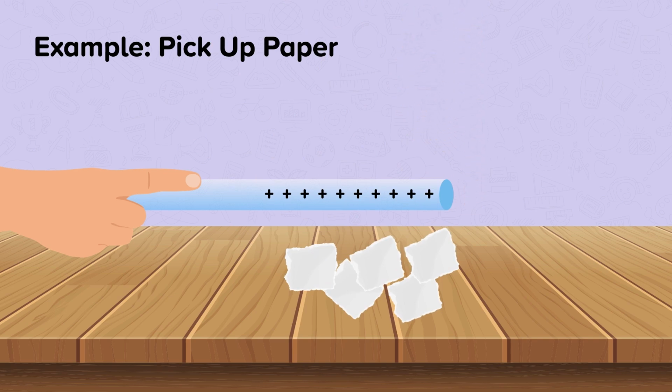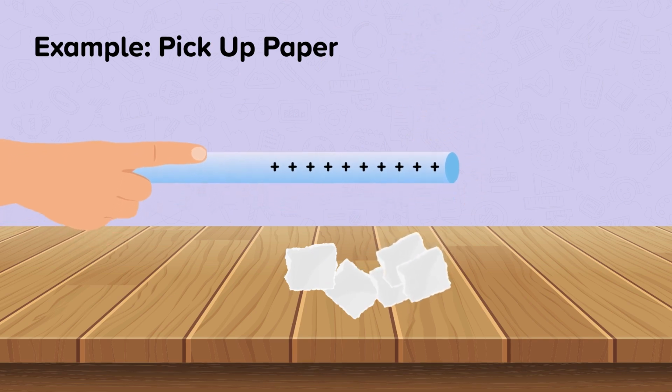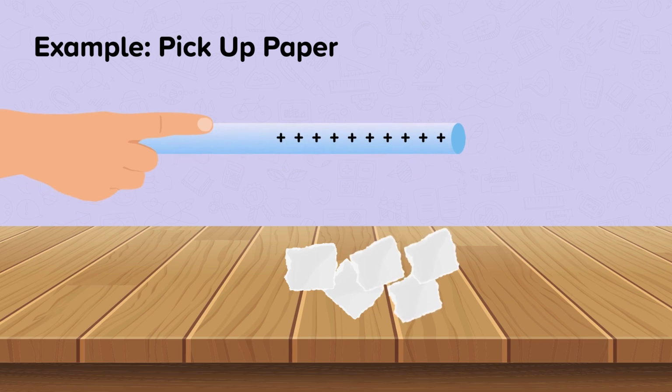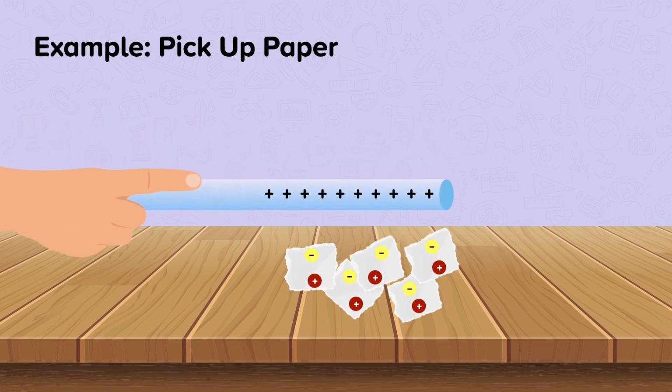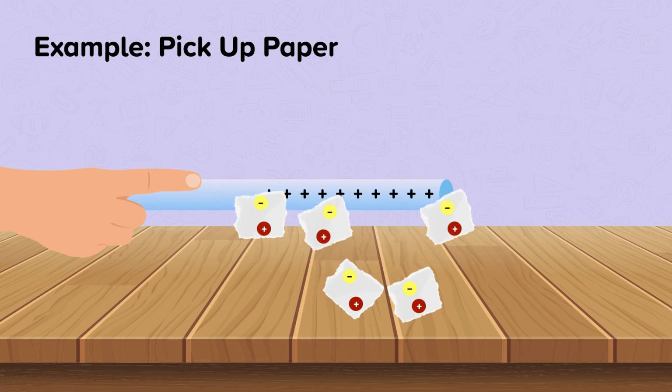The pieces of paper have an overall neutral charge, as they have an equal number of positive and negative charges. A charge is induced in the pieces of paper when the statically charged acetate rod moves close to them. The paper's positive charges are repelled by the positive charge on the acetate rod, and the paper's negative charges are attracted by the positive charges on the acetate. The parts of the paper with an induced negative charge are attracted towards the acetate.